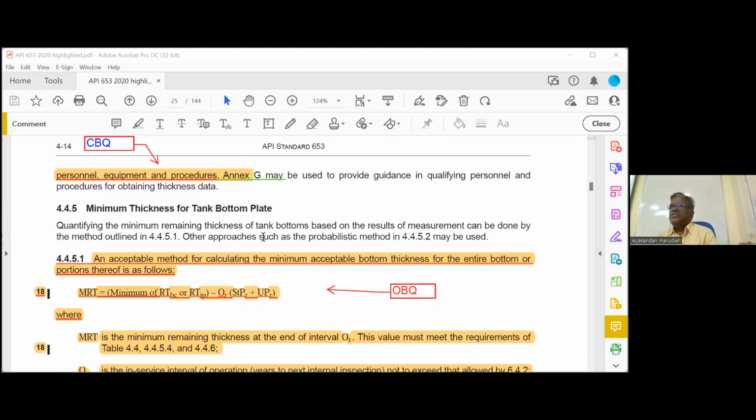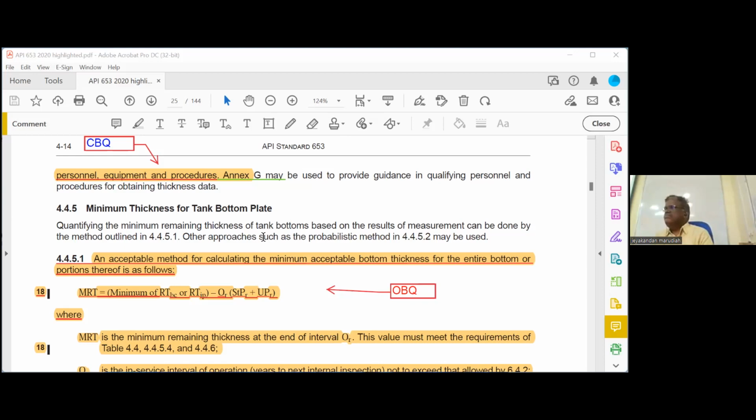Bottom, what is the minimum thickness allowed? I told you, 0.09 inch. 0.09 inch is 2.3 millimeter. If in any 100 square inch area, the average thickness is less than 0.09 inch, then we have to repair the area or replace the area. Okay, that is about the bottom.